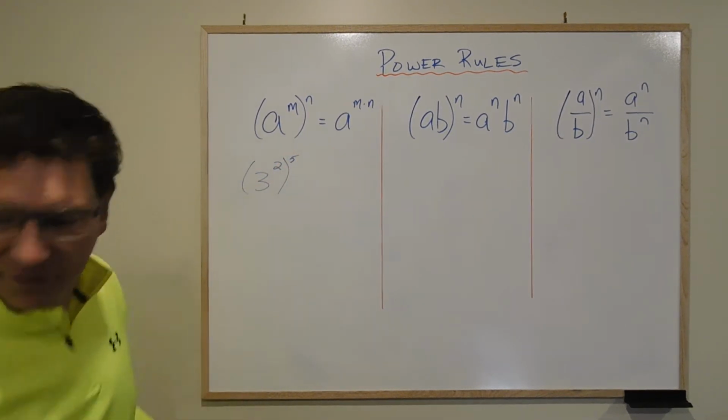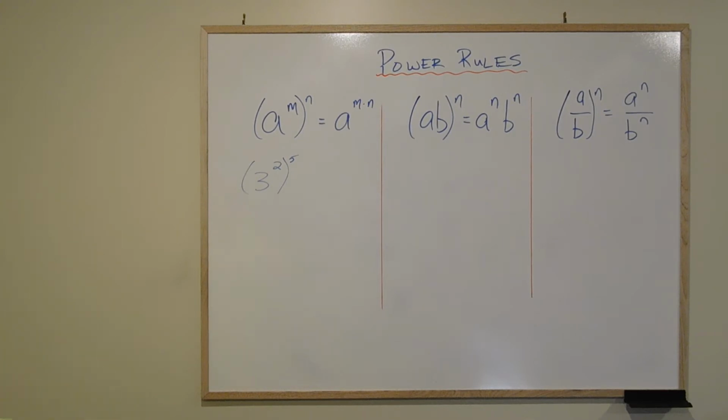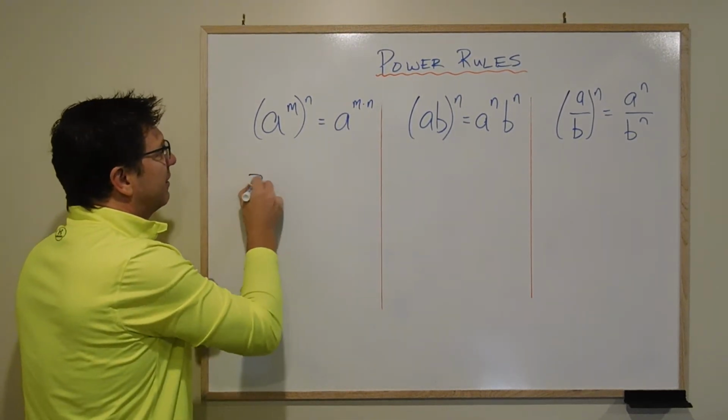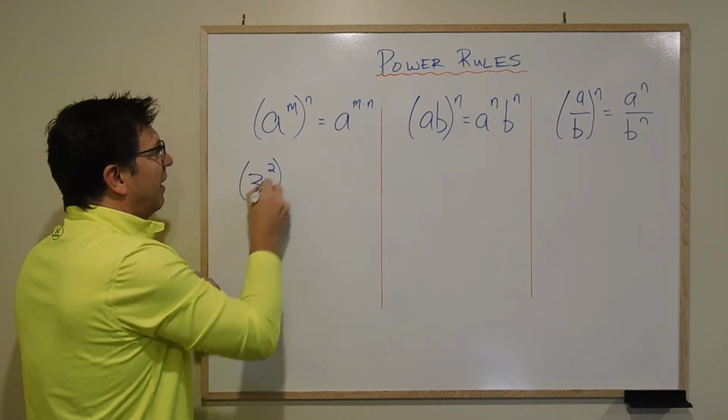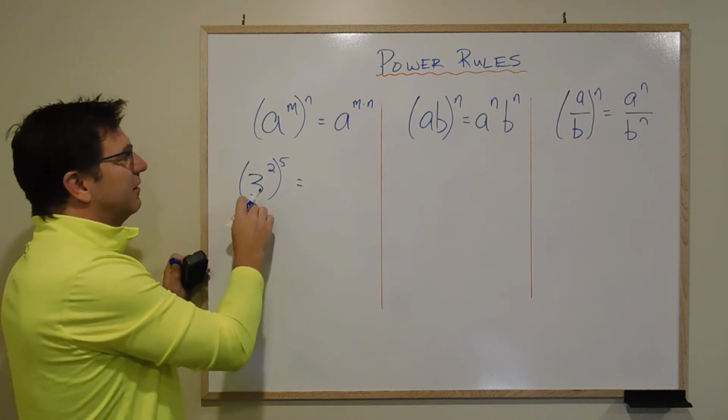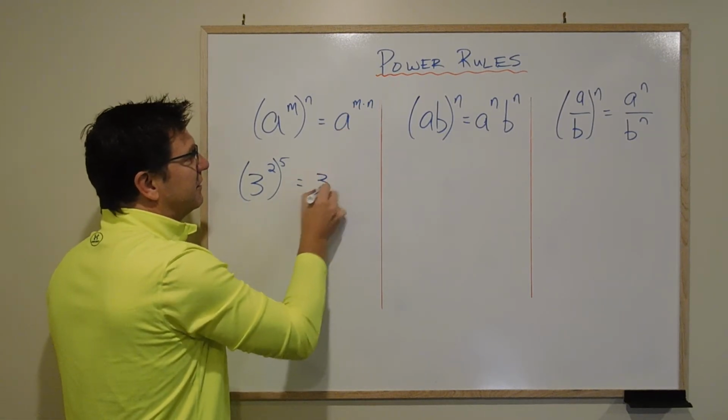Let's try this again. 3, 2, and 5. Okay. So what you have is one base, and that base stays as 3.